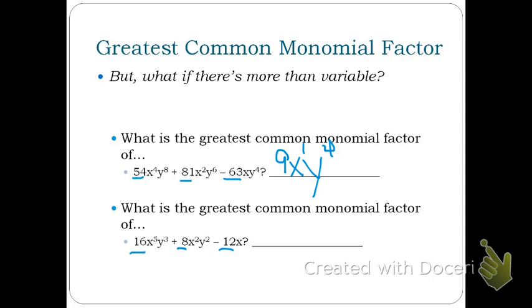8 goes into 16 and 8 but doesn't go into 12, so 4 must be the largest, or the greatest common factor, of those coefficients. And then again, the variable that is in all three is x, and the smallest degree of the x is 1. But why can't I write y? Y is not part of my greatest common factor. Do you see why? Y is in my first term and my second term, but there's no y in my third term. Because there's not a y in every term, it cannot be part of the common factor. So 4x is the greatest common factor of this polynomial.